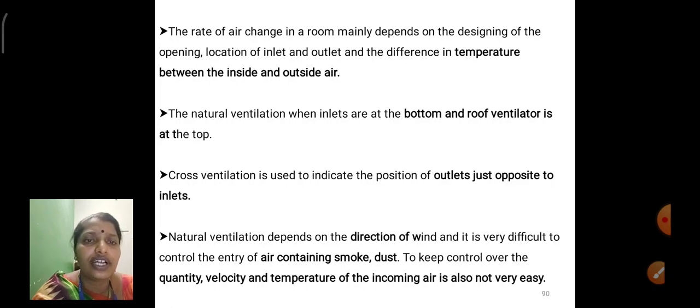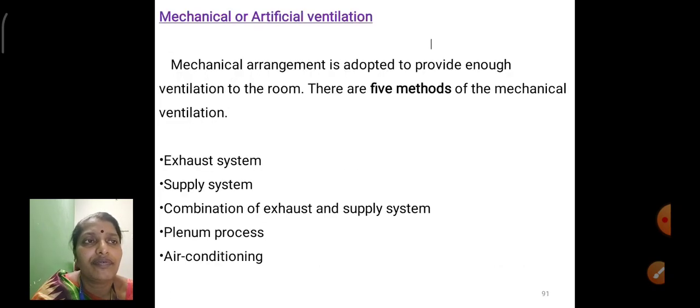It is difficult to control the entry of smoke and dust particles, so you have to control this dust. Control over the quantity of heat energy, the velocity of heat energy, wind speed, and the temperature of incoming air is analyzed. This is not easily calculated. It is very tough. We cannot calculate these measurements easily.